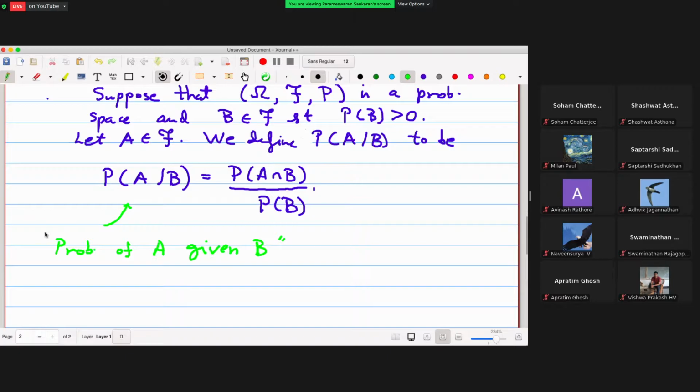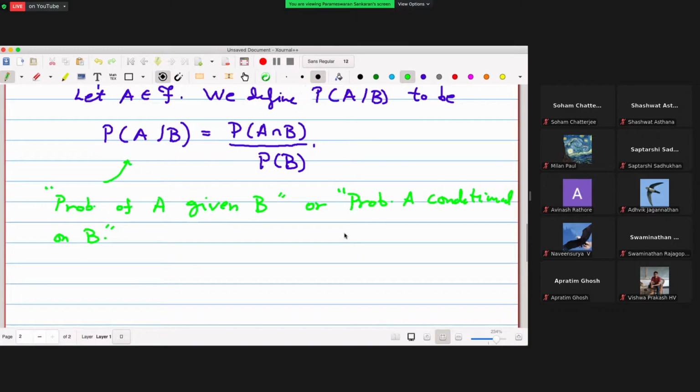This is how it is pronounced, or probability of A conditional on B. Okay, so one of the two. And what it means is that you already know that event B has occurred, and you want to know the probability that A has occurred.